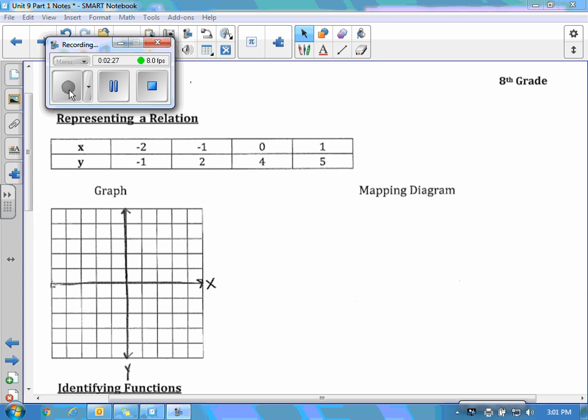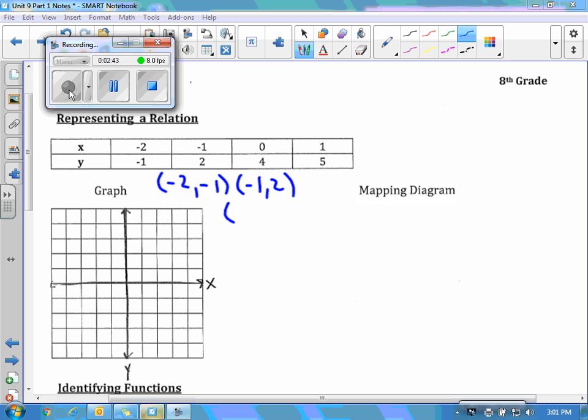So looking at the back side of the page, on the top, we're looking at the different ways that you can represent a relation. So the first way is the table, which I already gave you. And again, if it makes it easier, you can rewrite these as ordered pairs. So (-2, -1), (-1, 2), (0, 4), and (1, 5). Now, I might want to write these in ordered pairs because another way that we can show a relation is with a graph. And if I'm going to graph those, it's going to be easier with an ordered pair. So I'm going to graph these 4 points that I came up with.